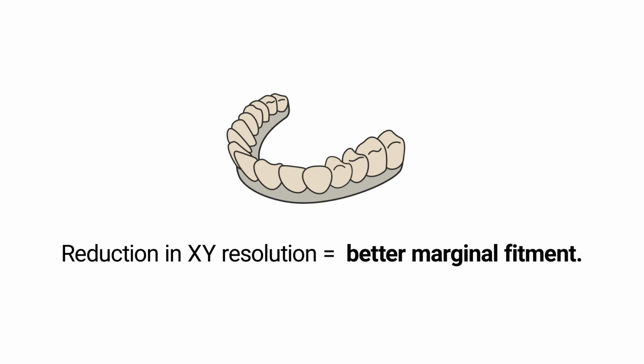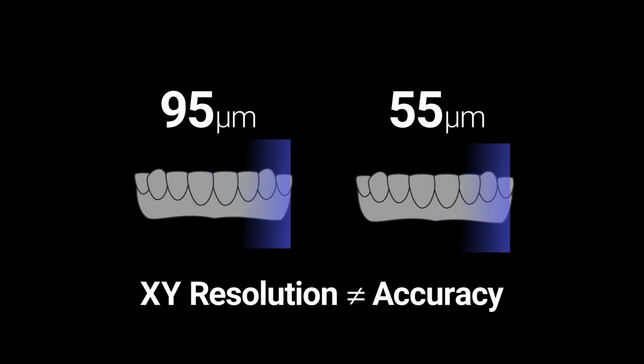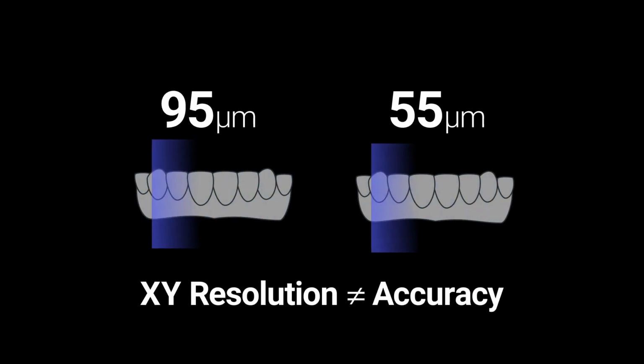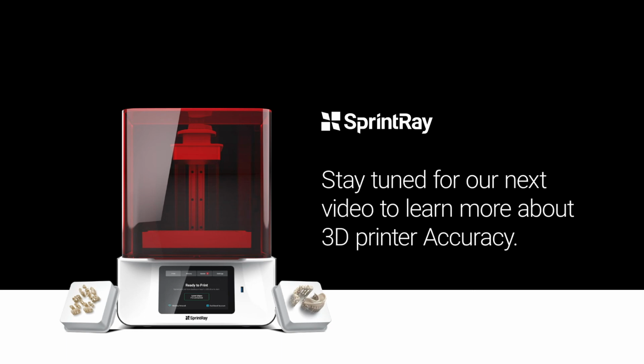Very small details of this nature tend to be critical for long-term appliances that require exemplary fit or incredibly smooth surface finish. But a lower XY value does not necessarily mean that a 3D printer is more accurate for all applications. Stay tuned for our next video to learn how 3D printer accuracy is measured and how that measurement does not necessarily correlate to XY resolution.